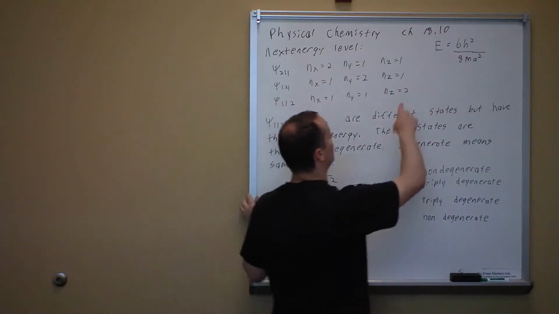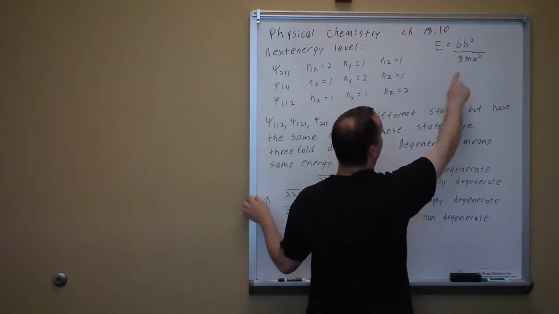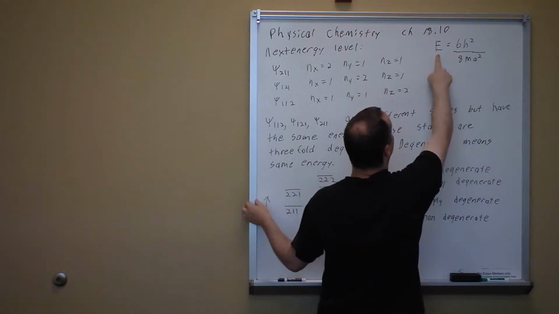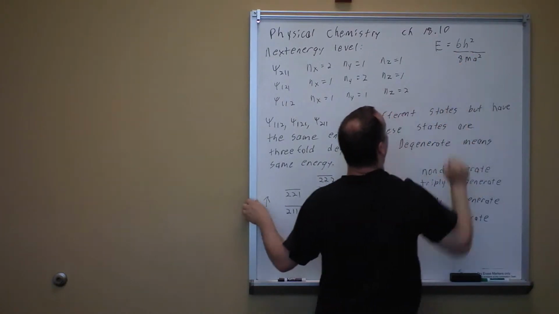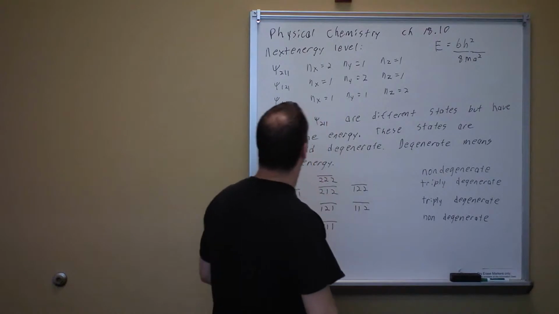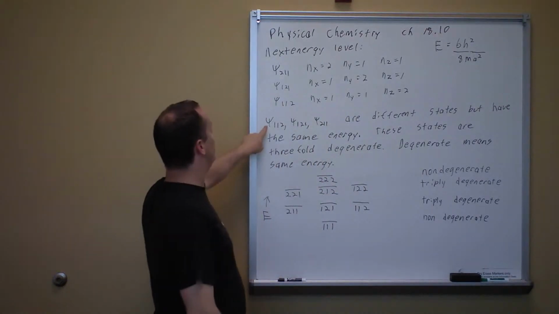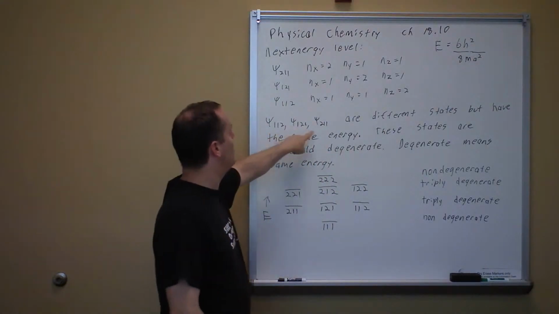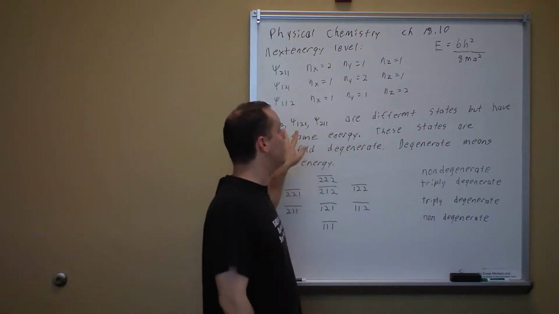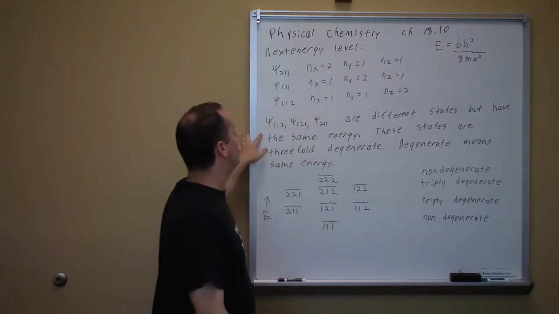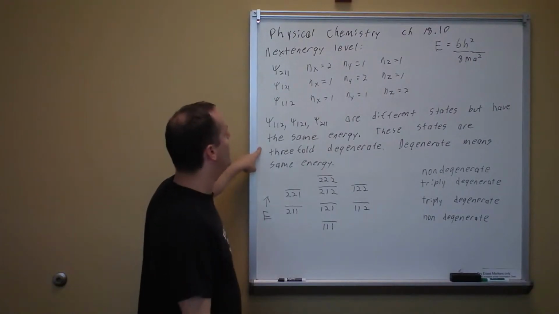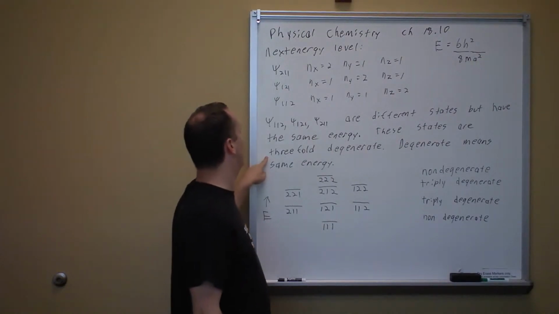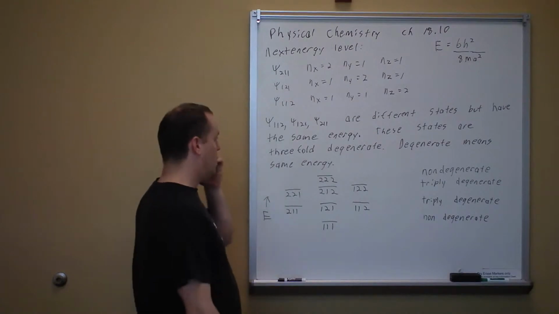If you do the math and simplify, for all 3 of those states, the energy level is exactly the same: 6h squared over 8ma squared. I guess I could have simplified that to 3/4, but whatever. So these 3 states, psi 1, 1, 2, psi 1, 2, 1, and psi 2, 1, 1, are different states, but they've got the same energy. So we call these degenerate. Since it's 3-way degenerate, we say it's 3-fold degenerate, or triply degenerate.